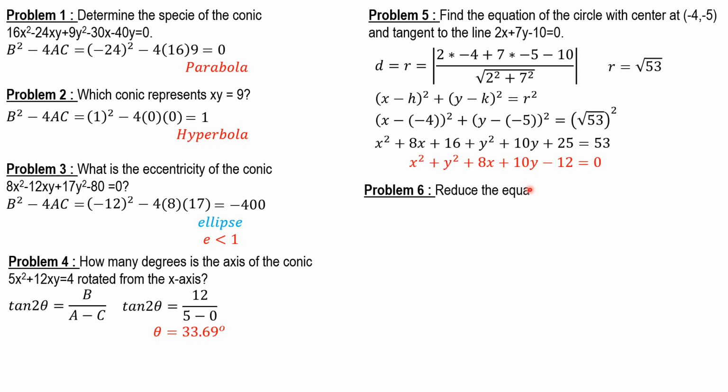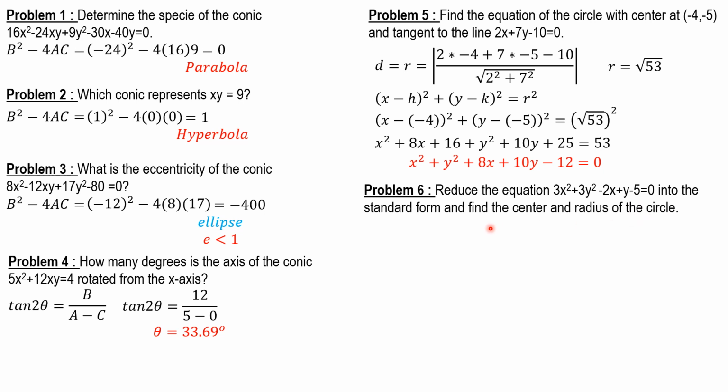Problem 6. Reduce the equation 3x squared plus 3y squared minus 2x plus y minus 5 equals 0 into the standard form and find the center and radius of the circle. Clearly, this is a circle because the coefficients of the second degree terms a and c are equal to 3. Then we transform this equation into the standard form by completing the squares in x and in y.